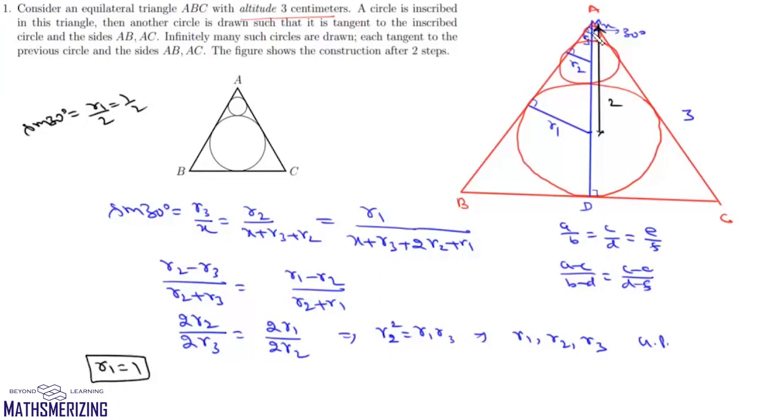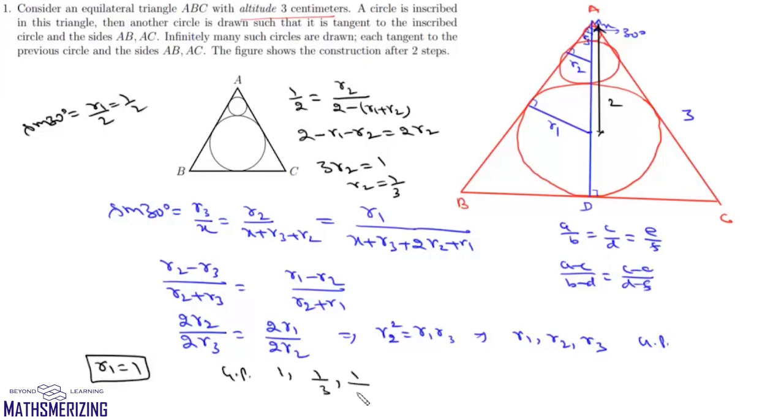Now for this second triangle, we can write sin 30, which is 1 by 2, equal to R2 upon 2 minus R1 plus R2. So we can write 2 minus R1 minus R2 is equal to 2R2. So we can write 3R2 equals 2 minus R1. R1 is 1, so R2 is 1 by 3. So the radii of all these circles will be in GP, and the GP is 1, 1 by 3, 1 by 3 squared, and it goes up to infinity.